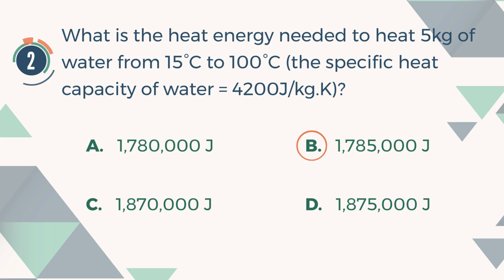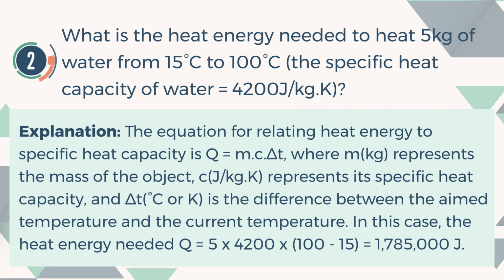The correct answer is B. 1,785,000 joules. Explanation. The equation relating heat energy to specific heat capacity is Q equals m multiplied by c multiplied by delta T, where m in kilogram represents the mass of the object, c in joule per kilogram per Kelvin represents its specific heat capacity, and delta T in Celsius degree or Kelvin is the difference between the aimed temperature and the current temperature. In this case, the heat energy needed Q equals 5 multiplied by 4200 multiplied by the difference between 100 and 15. And we get the final answer of 1,785,000 joules.